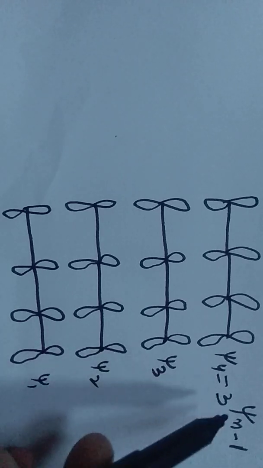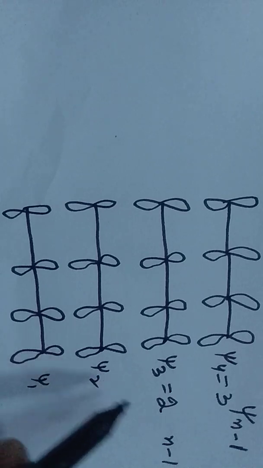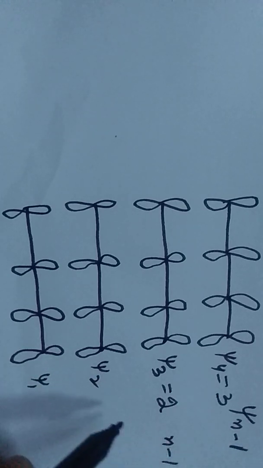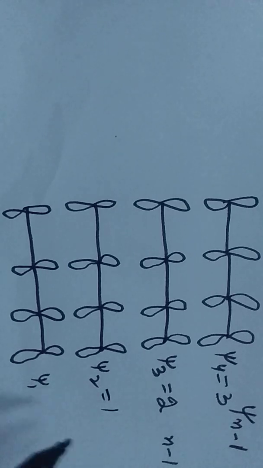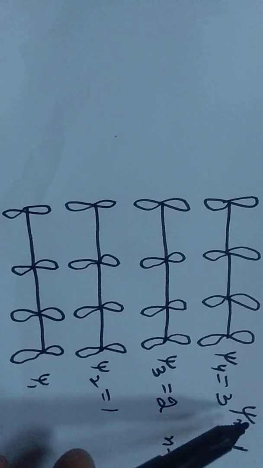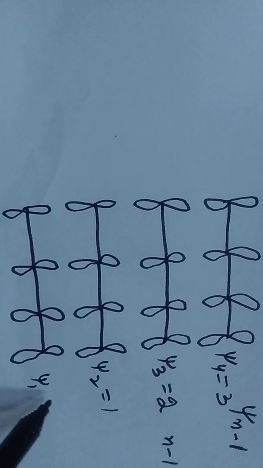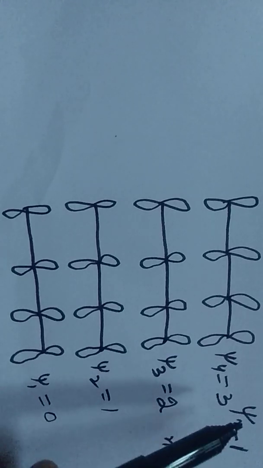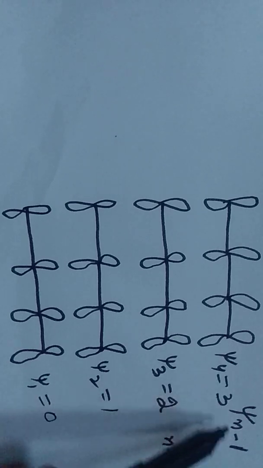In this case, n is equal to 3, minus 1, two nodes. In this case, n is equal to 2, minus 1, one node. In this case, n is equal to 1, minus 1, zero nodes. I once again repeat, to calculate nodes there is a simple formula. You can use this formula. This is also a simple trick.